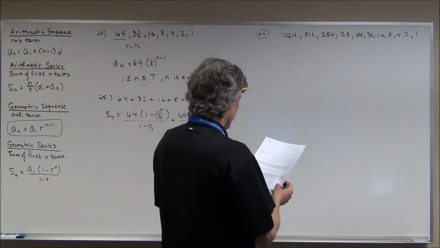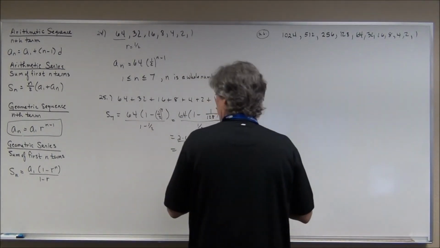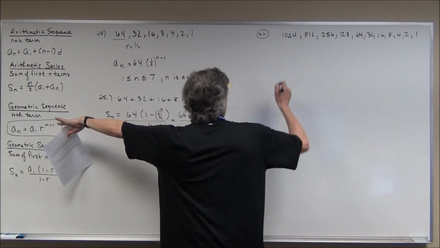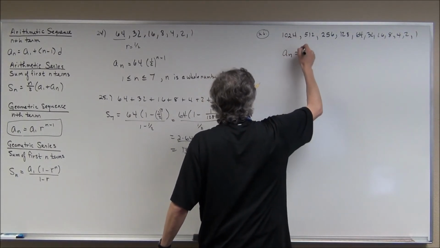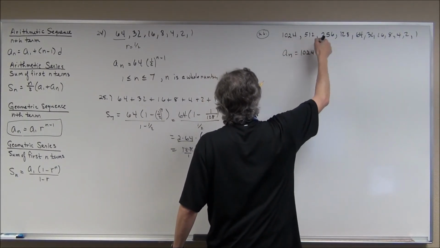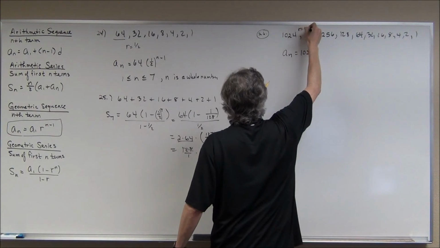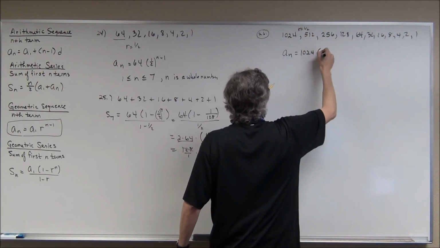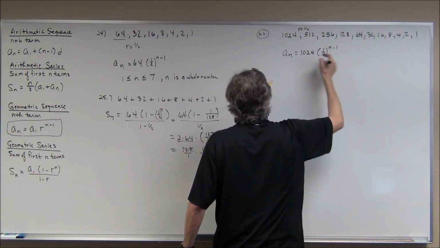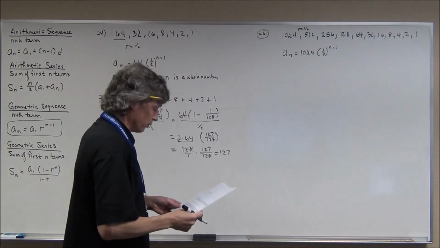You're to find a rule for the number of terms after the nth pass through the list. So back to this formula, a sub 1 is the first term, which is 1,024. My common ratio here is a half, because I'm multiplying by a half each time. So it would be 1/2 to the n minus 1, and that would be the answer there for problem 26.